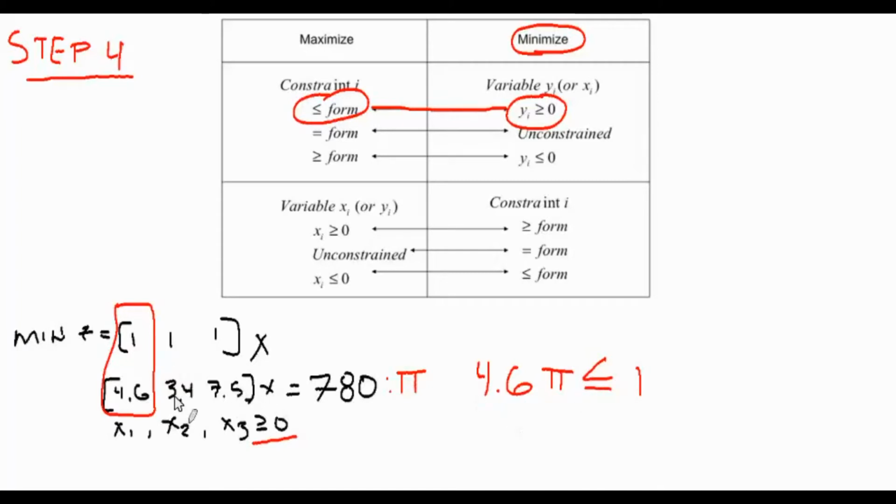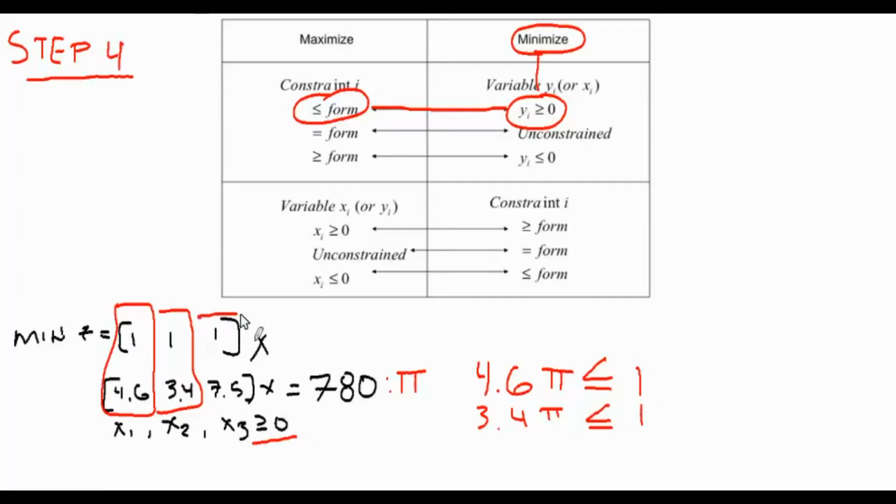Well, the second dual constraint is 3.4 times pi. We have 1 on the right-hand side from the objective function, because we're looking at the second column. And we have the same process. It's a minimization problem. We go down the column. We get to the non-negativity restriction on the corresponding primal variable, x sub 2. It's greater than or equal to 0. So we have a less than or equal to form.